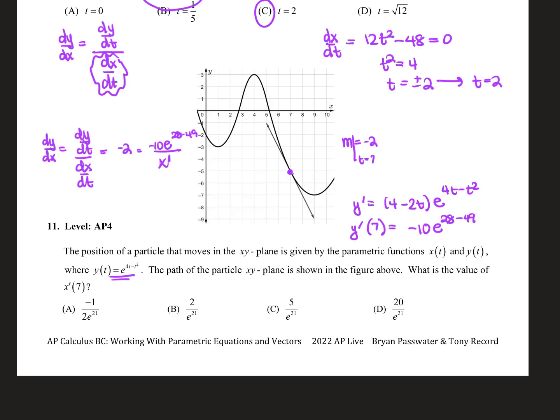So you've got to find out what that is, and I don't have a calculator in front of me, but 28 minus 49 is -21. So we're going to have 1 is equal to e to the 21 over x prime. So x prime is equal to, hold on, 5. Sorry, 5. There's a 5 here. X prime is equal to 5 over e to the 21.